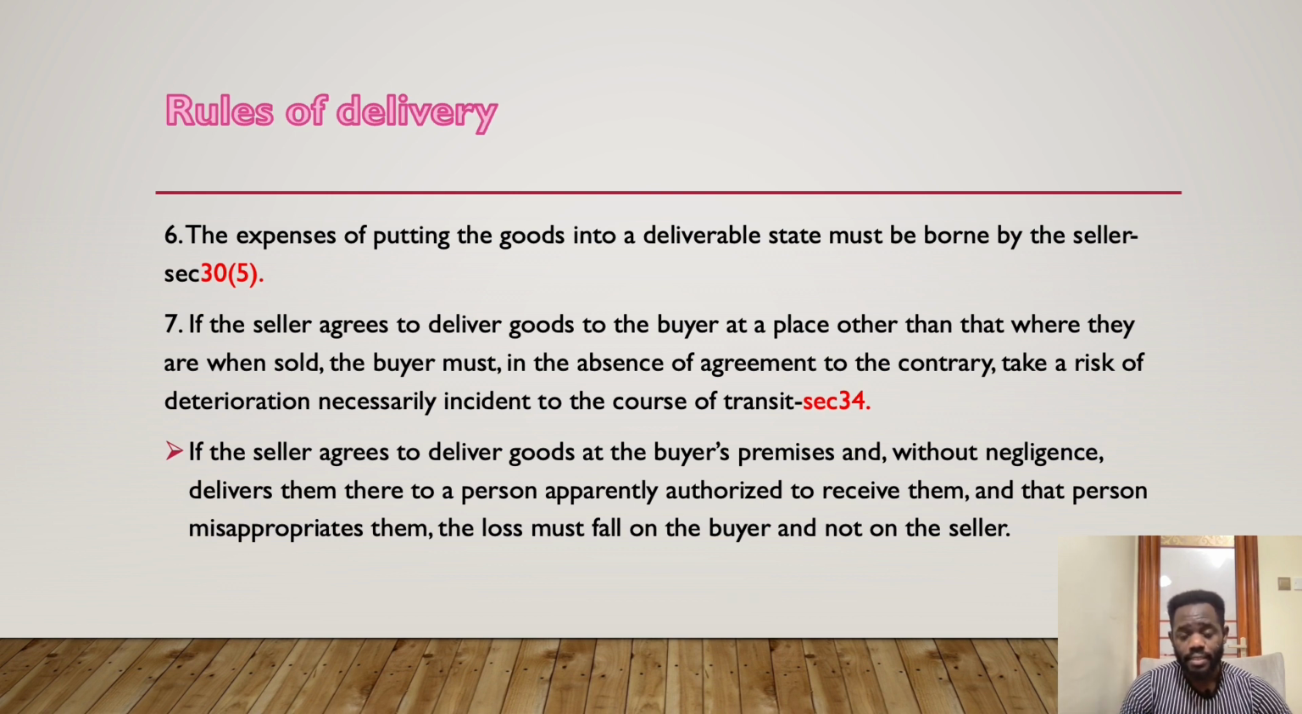Moving on to the seventh rule of delivery, I want us to pay close attention to section 34 because it provides that if the seller agrees to deliver goods to the buyer at a place other than that where they are when sold, in this particular instance, and let me use an example to bring out this section clearly. If I go to town and I buy a laptop, I pay for the laptop, I'm given a receipt, I am the owner of that laptop.